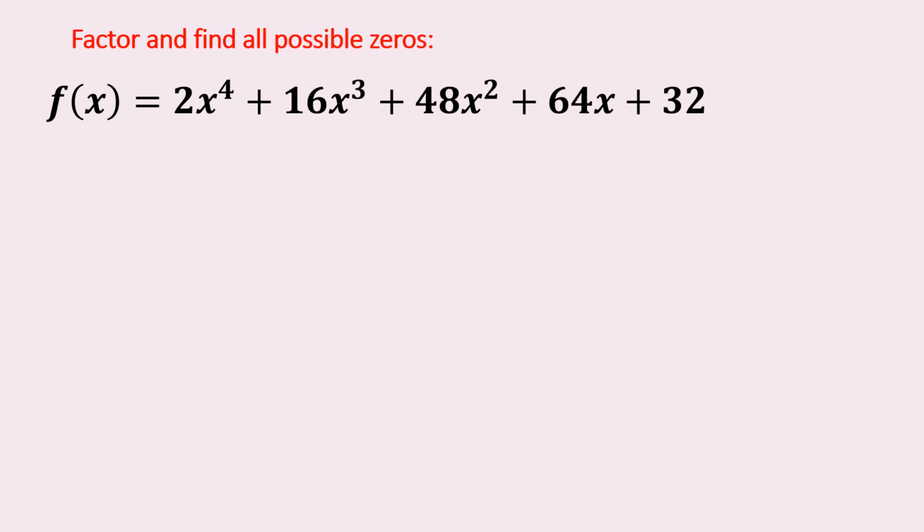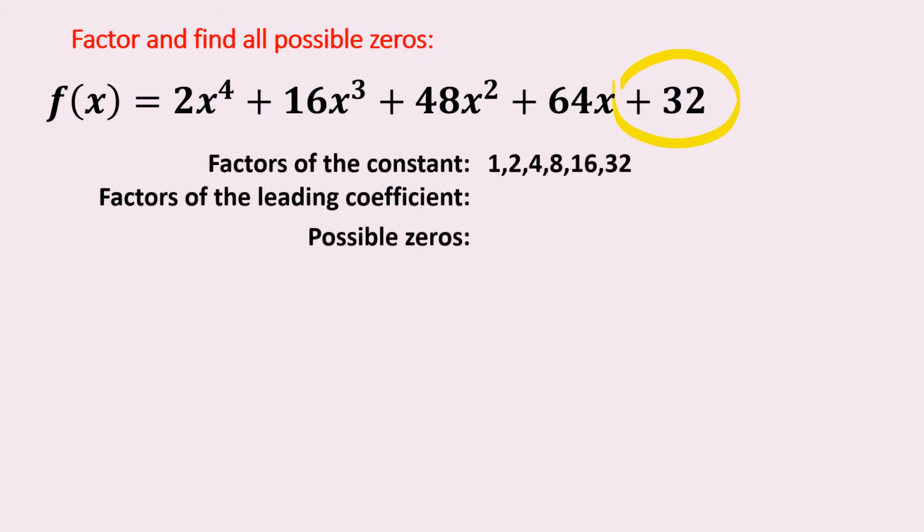Let's do one more. Factors of the constant, 32. 1 times 32, 2 times 16, 3 does not work, 4 times 8, 5 does not work, 6 does not work, 7 does not work. 8 is already in our list. Okay, so that's the factors of the constant.